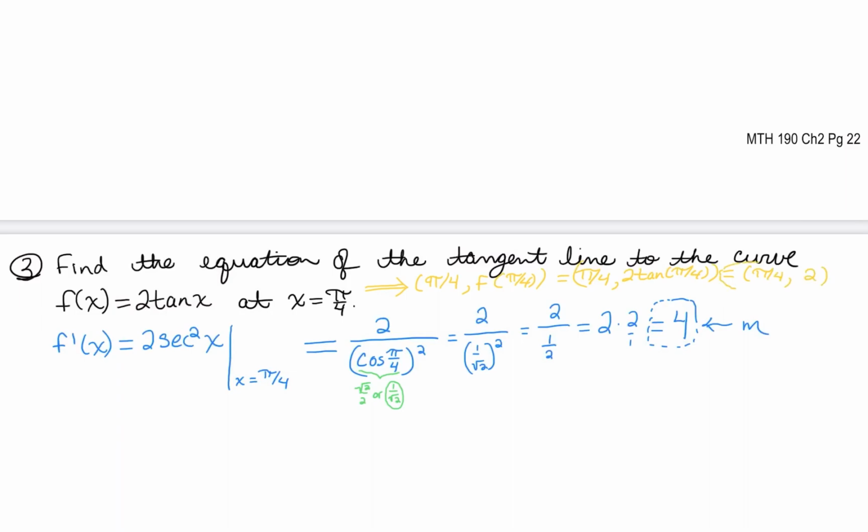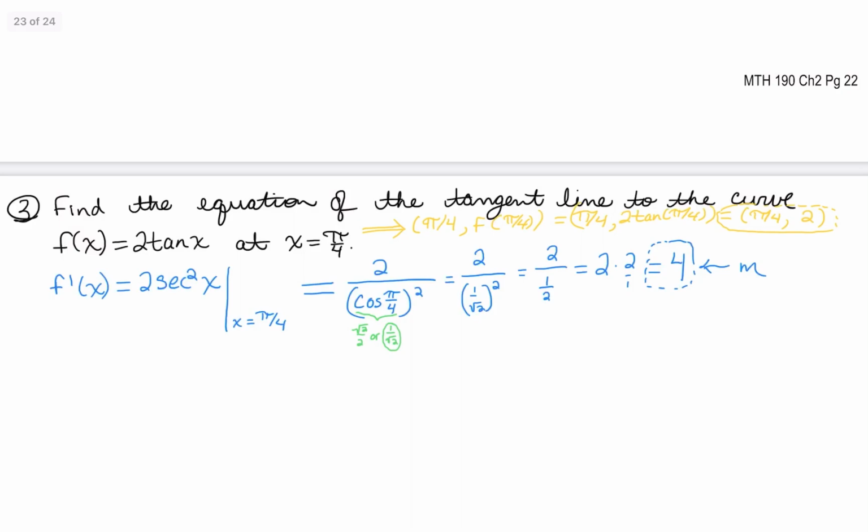Okay, so here's our xy ordered pair. And now, of course, we're ready to find the equation of our line. So our y minus our y coordinate is going to equal our slope, and then the quantity x minus our x coordinate. So y minus my y coordinate here, we just found out was 2. The slope was 4. Quantity x minus our x coordinate there is pi over 4.